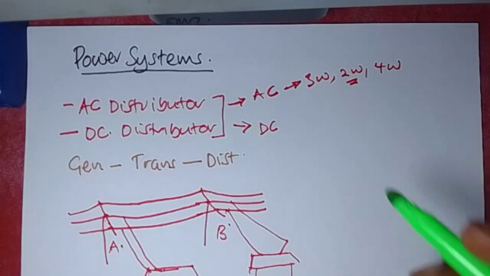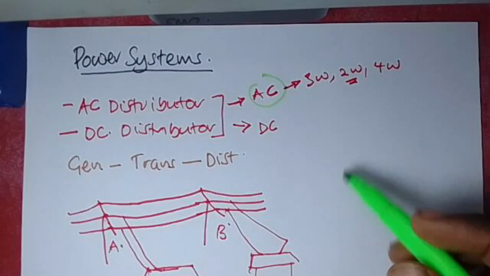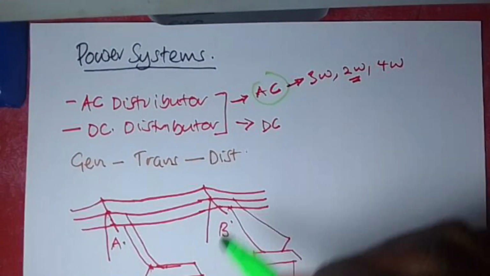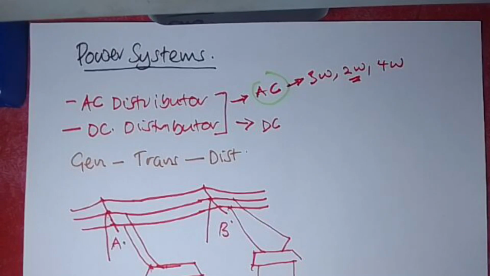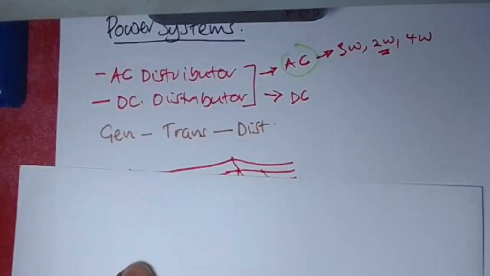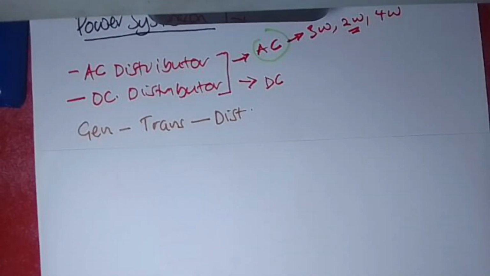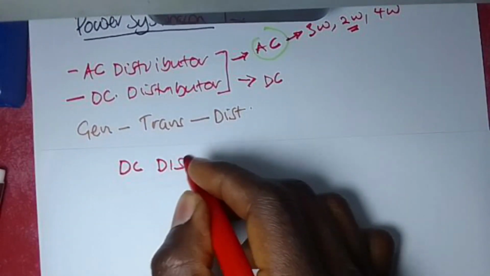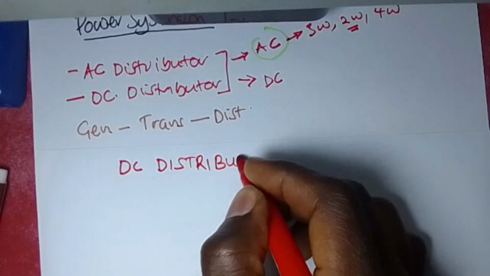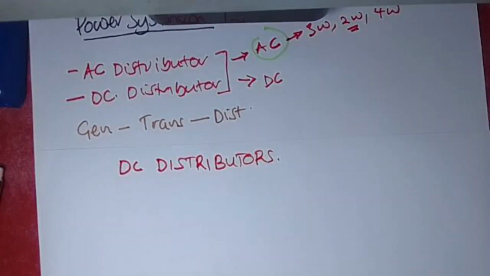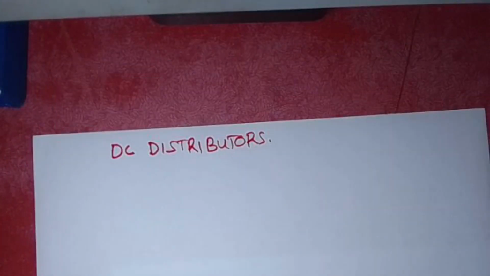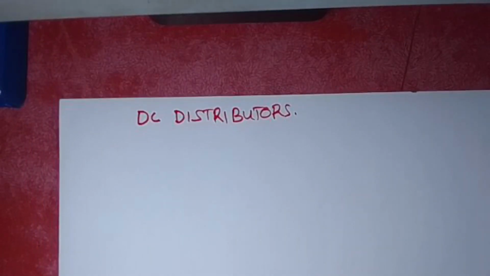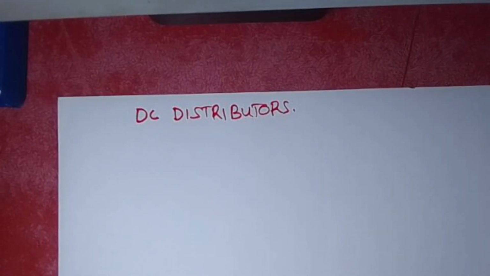But today we shall not be looking at these AC distributors, rather we shall be focusing on the DC distributors. So for DC distributors, here we shall only be looking at the kind of power whereby we are distributing DC voltage. They carry a DC voltage.